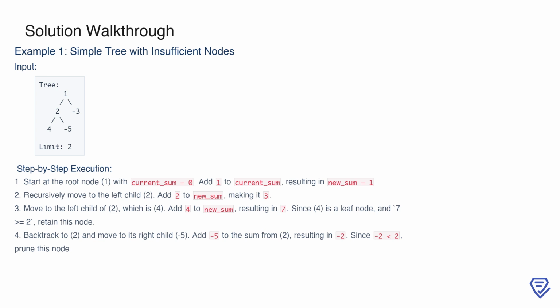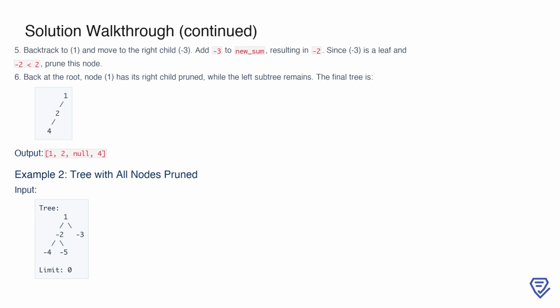Now, we backtrack to node 2 and explore its right child, which is -5. Adding -5 to the sum from node 2 results in -2, which is less than the limit. As a result, we prune this node and remove it from the tree. After pruning the right child of node 2, we backtrack to the root node, 1, and move to its right child, which is -3. Adding -3 to the sum from the root gives us -2. Since node -3 is a leaf and the path sum of -2 does not meet the limit of 2, we prune this node as well.